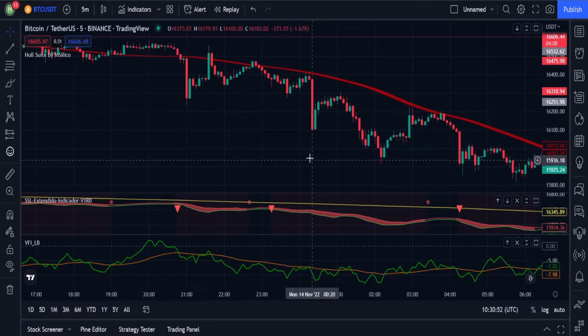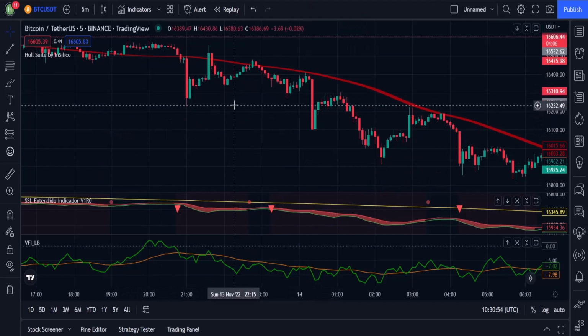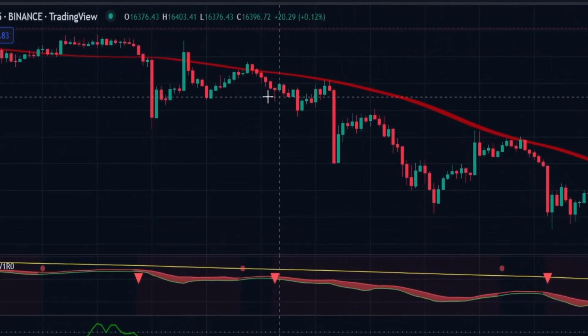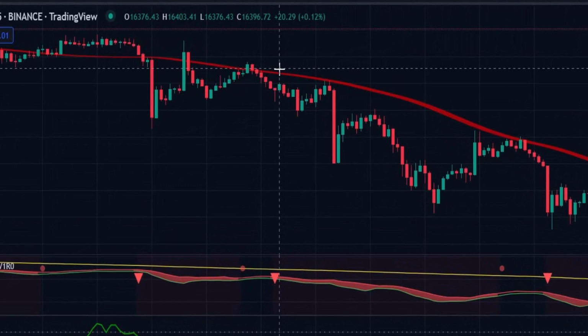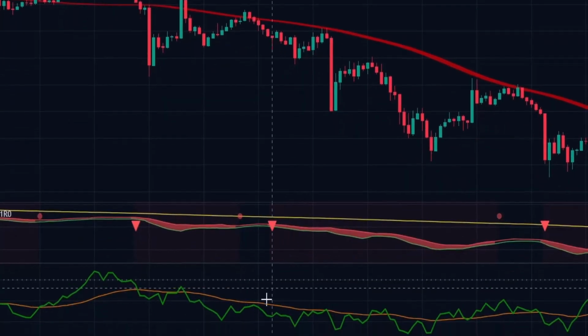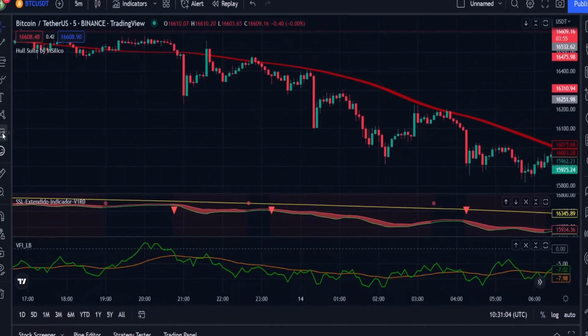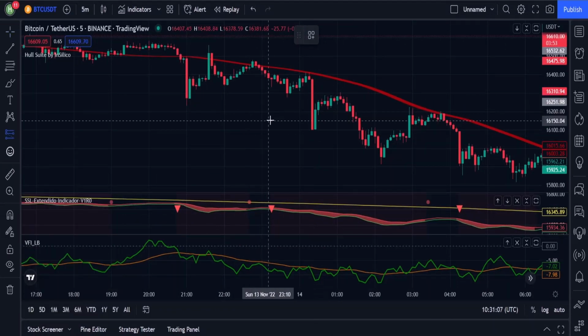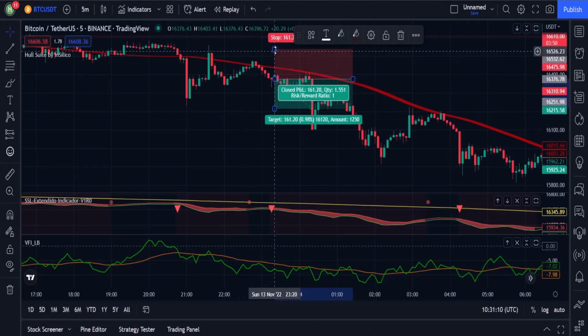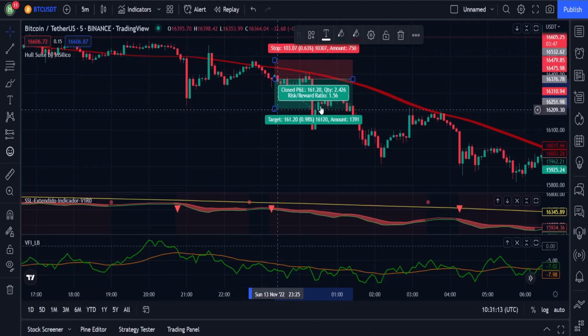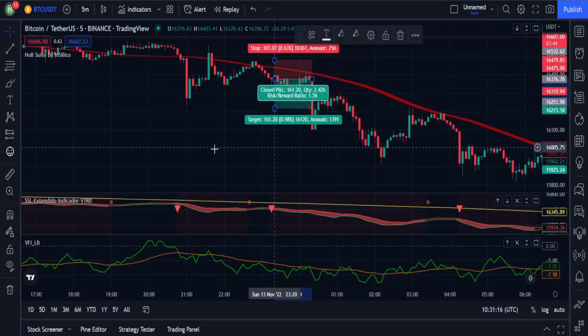Right here we see our system just issued a new sell signal. We can see the price is below the Whole Suite line and the line is red. We got a sell signal, and down here our volume indicator is bearish. So we will get into this trade and set our stop loss at the recent swing high. And for a risk to reward ratio of 1.5, this would have been a profitable trade.